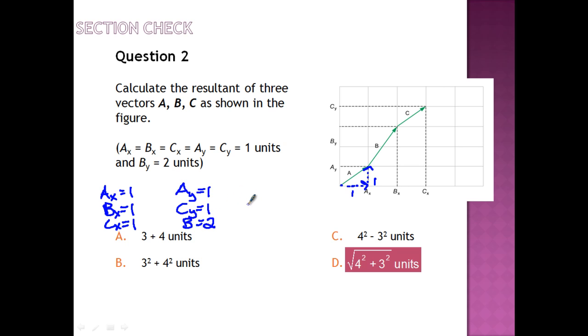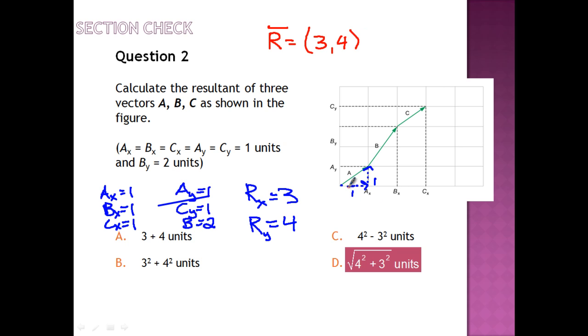So I'm going to add all these guys up. I add all my x's, add all my y's. So my Rx is going to equal 1 plus 1 plus 1. So Rx equals 3. Ry equals 1 plus 1 plus 2, which is 4. So I get my vector R equals 3, comma 4.